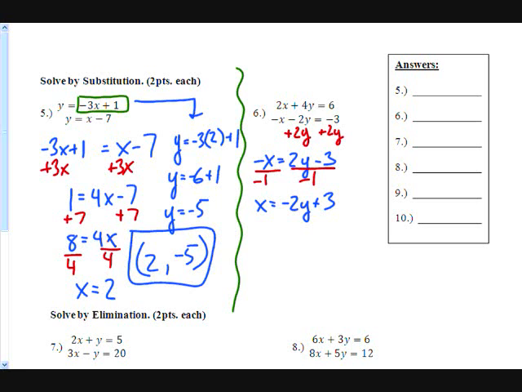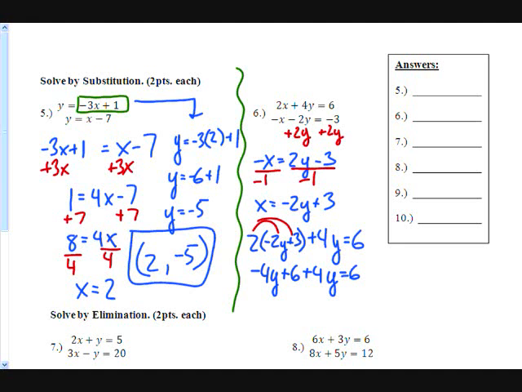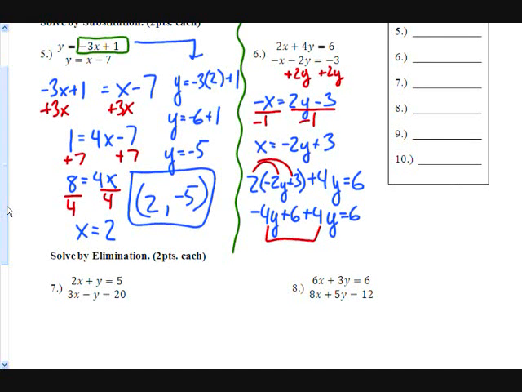Now that I have what x is equal to, I'm going to plug that in for x back up here in the first equation. So in other words, I have 2x plus 4y equals 6. But instead of an x, I'm going to plug in what x is equal to, which is negative 2y plus 3. And now I just have to simplify this. I'm going to distribute the 2. That gives me negative 4y plus 6 plus 4y equals 6. And now I combine like terms, the negative 4y and the positive 4y combine to give me 0, which just leaves me with a 6 over here. So I end up with 6 equals 6.